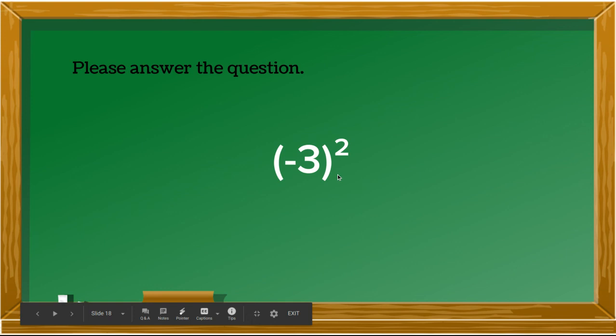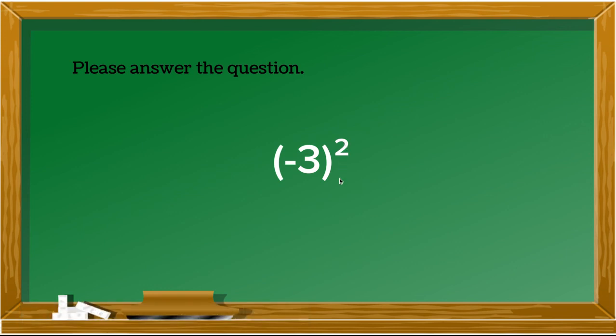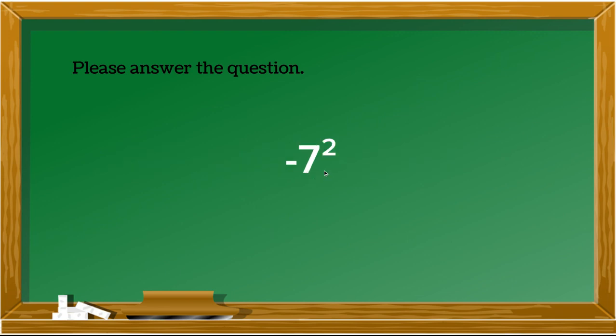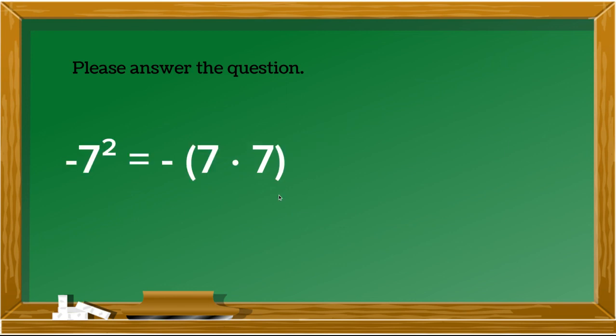Parentheses, negative 3, close parentheses, raised to the second power. Just as we saw in the example, that means that it's this entire base that's raised to the second power. So a negative times a negative is a positive, and we get 3 times 3 is 9. In this problem here, we see the exponent is only attached to the 7. So it's the same thing as saying the negative, or the opposite, of 7 times 7, which is 49, and then they want the negative answer.